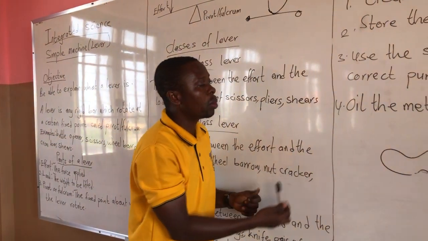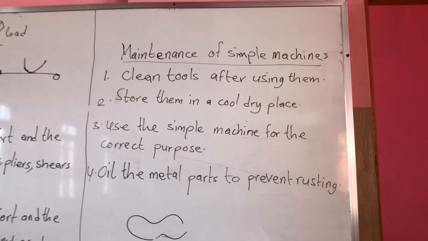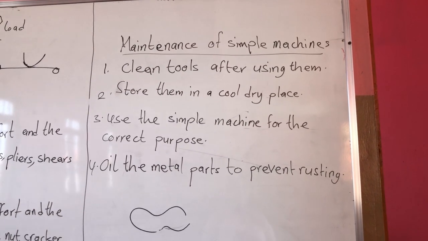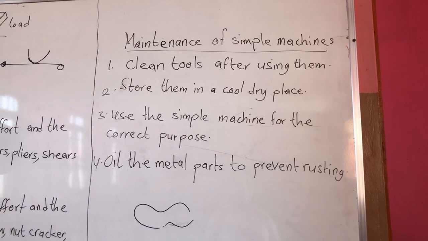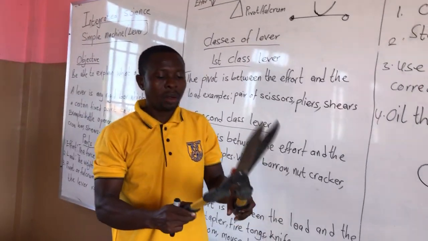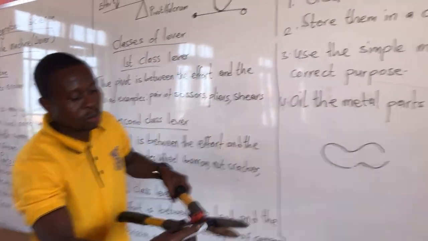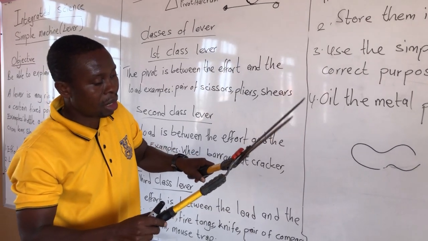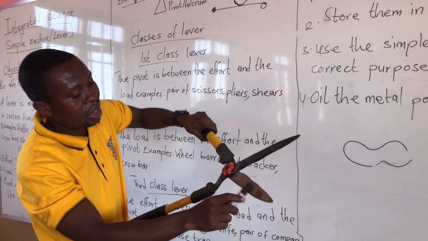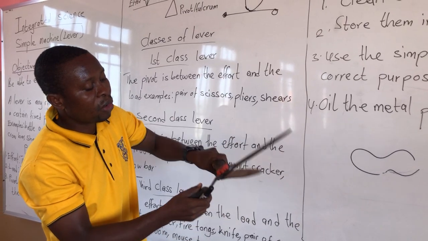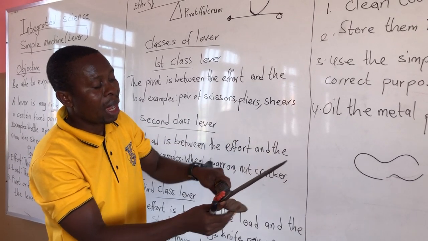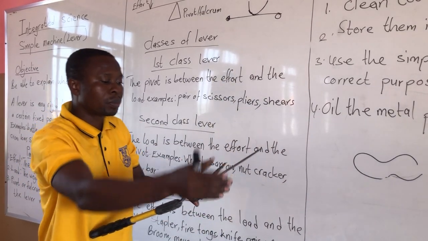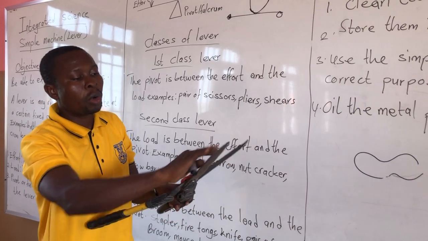Then the last one is we have to oil the metal part of the tool to prevent it from rusting. For example, from here up to here is metal. This side is rubber or plastic, the handle, but this side is metal. So after you finish using them, you have to clean them. After cleaning, we oil the metal parts.